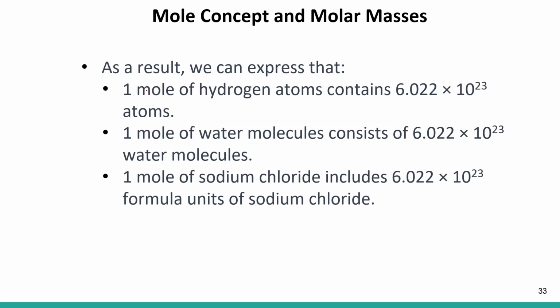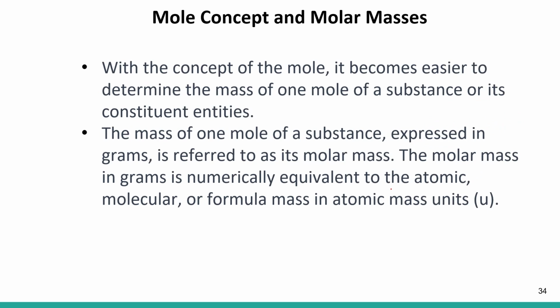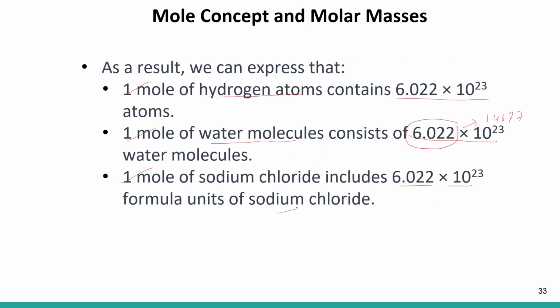As a result, we can use this entity Na in different forms, like 1 mole of hydrogen atoms, 1 mole of water molecules, and 1 mole of sodium chloride. Each of these entities, hydrogen atoms or water molecules, will be 6.022 into 10 to the power 23. You can see here I have used the top of the remaining digits, 14677, to make it easier. It is called rounding off. You have seen it earlier. Similarly, 1 mole of sodium chloride includes 6.022 into 10 to the power 23 formula units of sodium chloride.